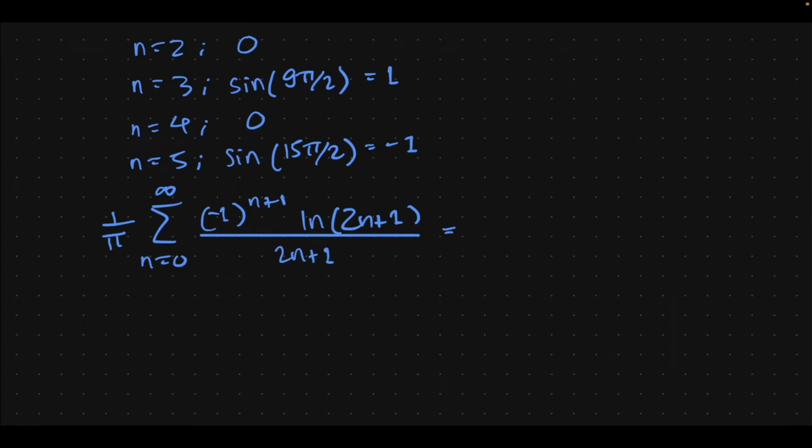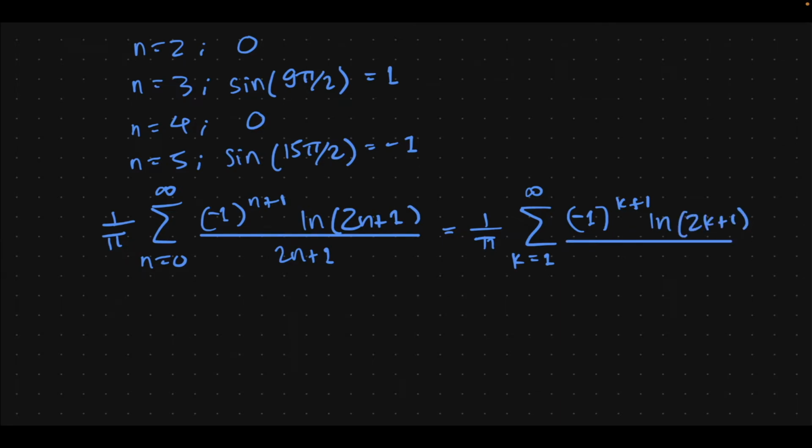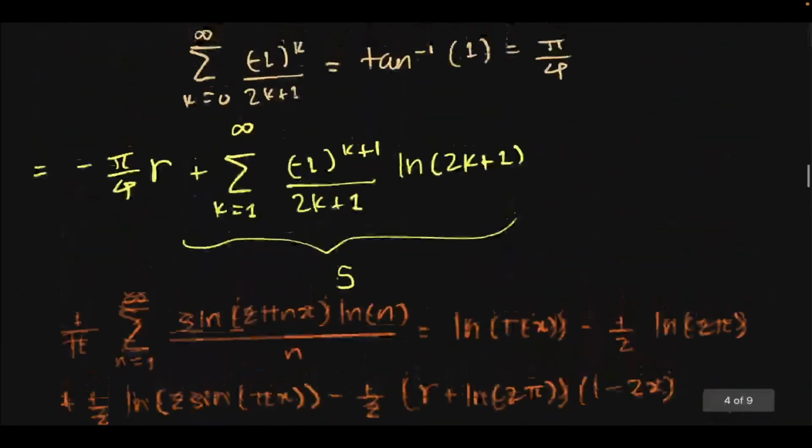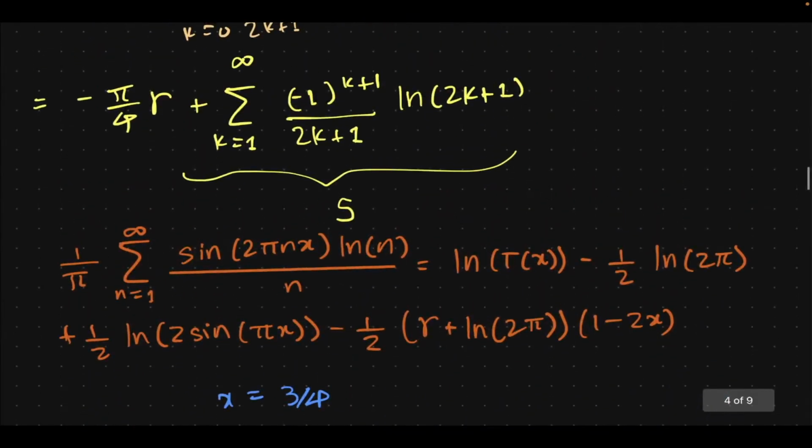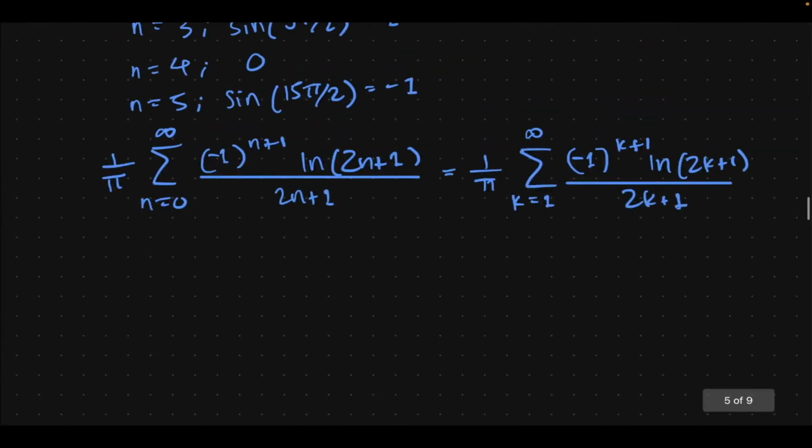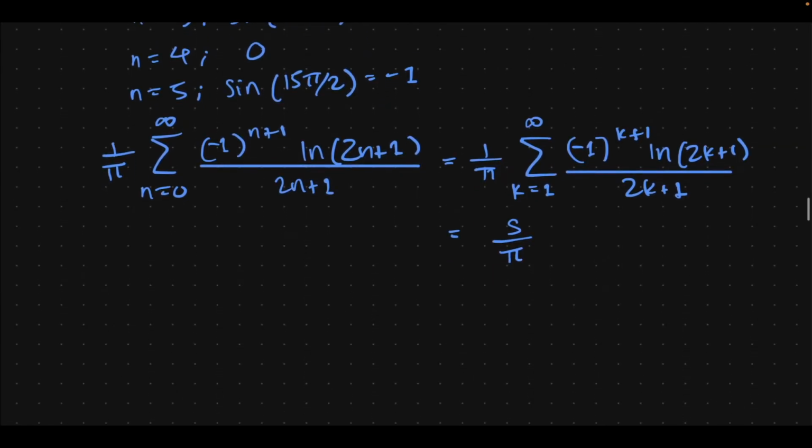If we want to eliminate the 0 term, then all we have is 1 over pi sum over k of minus 1 to the k plus 1 natural log of 2k plus 1 over 2k plus 1, which is cleverly S over pi. It's S, but we got the extra factor of pi in there. So this is S over pi. There we go. Our left hand side is simply S over pi. This simplifies all our calculations significantly.